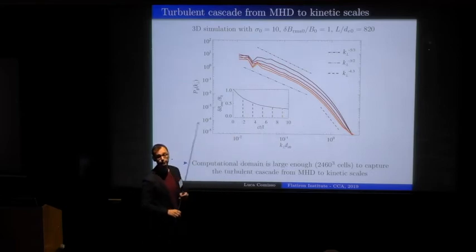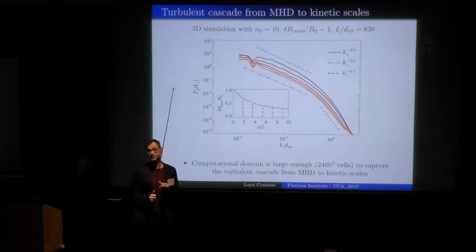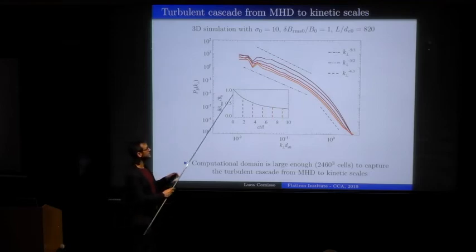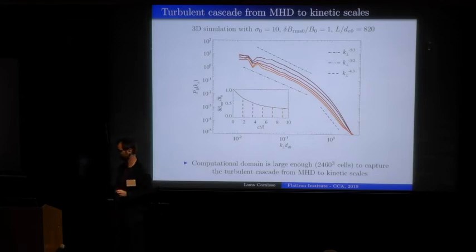k to the minus 4.3. There is not a clear theory for turbulence in that regime, but it is reproduced by other groups too, so it's safe. But the most important part here is not really the slope, it's the fact that we have a clear MHD range in addition to the kinetic range. And we will see later that this MHD regime is very important for accelerating particles.